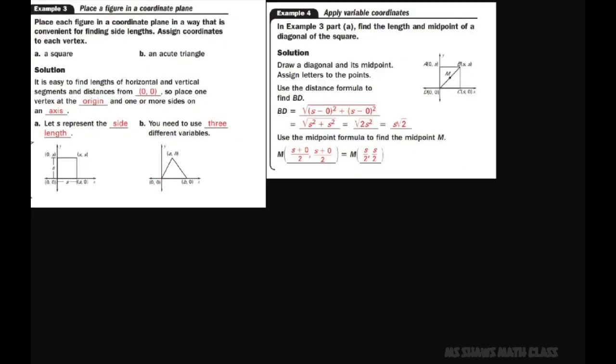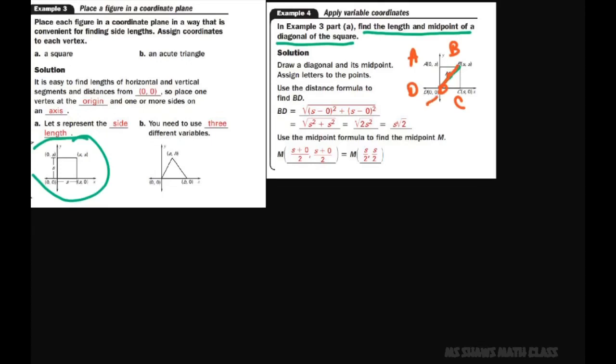So here's an example 4. Find the length and midpoint of a diagonal of the square. So we're drawing the diagonal right here and doing its midpoint. And we're looking at this one. All right. Assign letters. So we assigned A, B, C, and D. And we were trying to find the length. Since this is D and this is B, find this length.